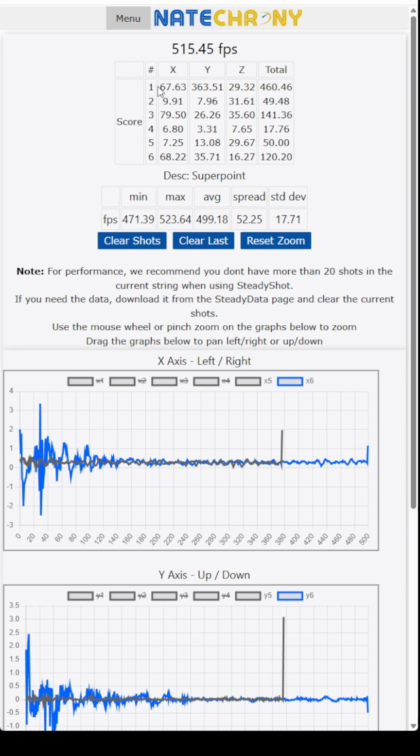So you can see which axis you were quite bad on, and we can see on this shot, I was quite bad on my up and down movement. X and Z aren't too bad, and you get the total score there. So this is where you can start to understand where you need to improve, where your movement is happening.